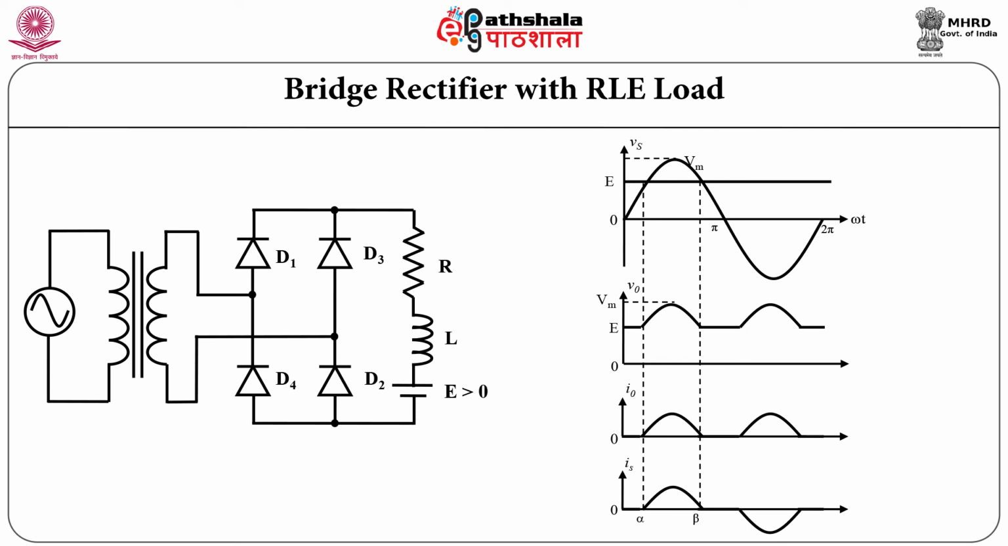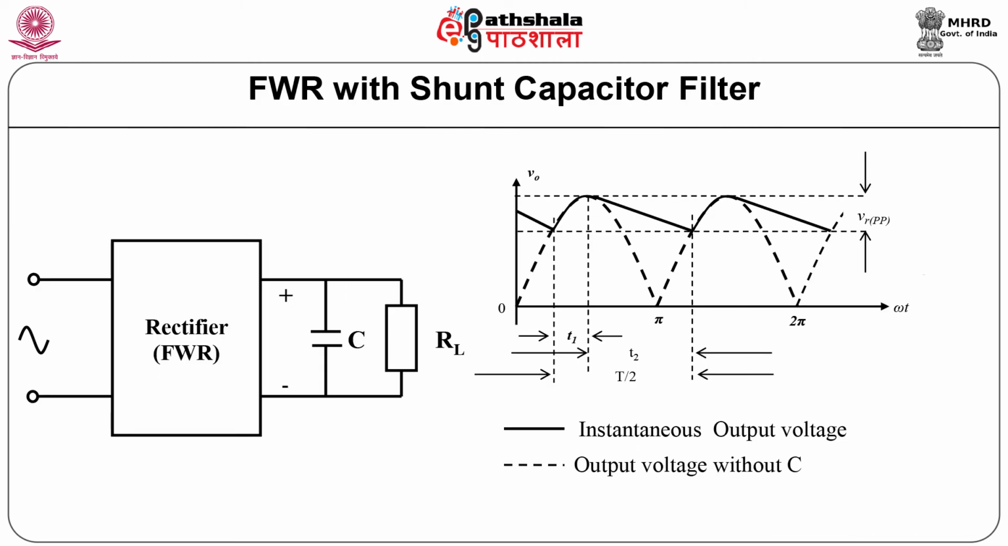Now in practice, the output load is not directly connected to the rectifier because we have seen in this module that there is much ripple in all types of circuits. So how to reduce these ripples? You will require filters at the output side. There are different filters used in practice to reduce the ripple voltage and to increase the DC content. The most widely used is the shunt capacitor filter.